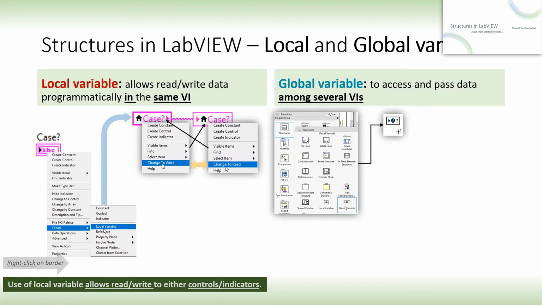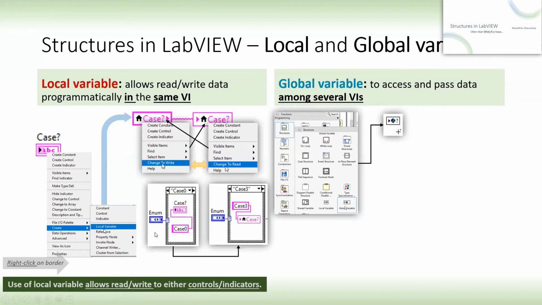As we know before, controls are used to input data, and an indicator is receiving the data from the block diagram. But when you create a local variable like this, you can enter the data by yourself, in a control or in an indicator. So even though indicators are meant to be read only, you can change them by making use of this local variable on your block diagram. I will give you an example of that.